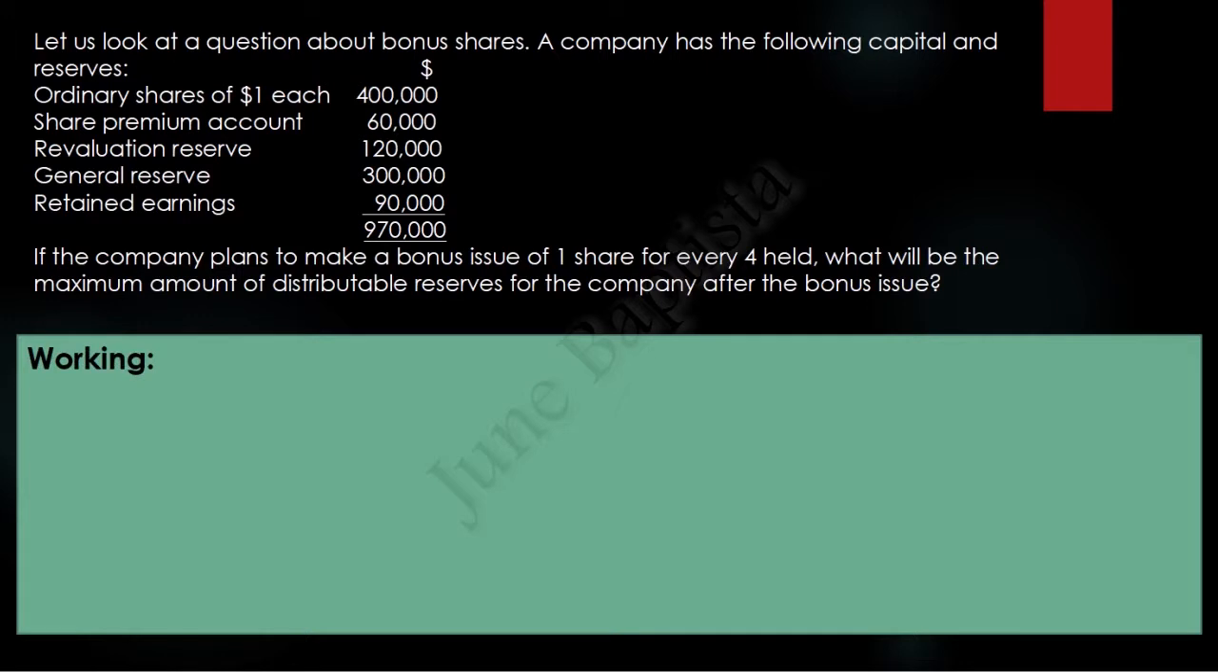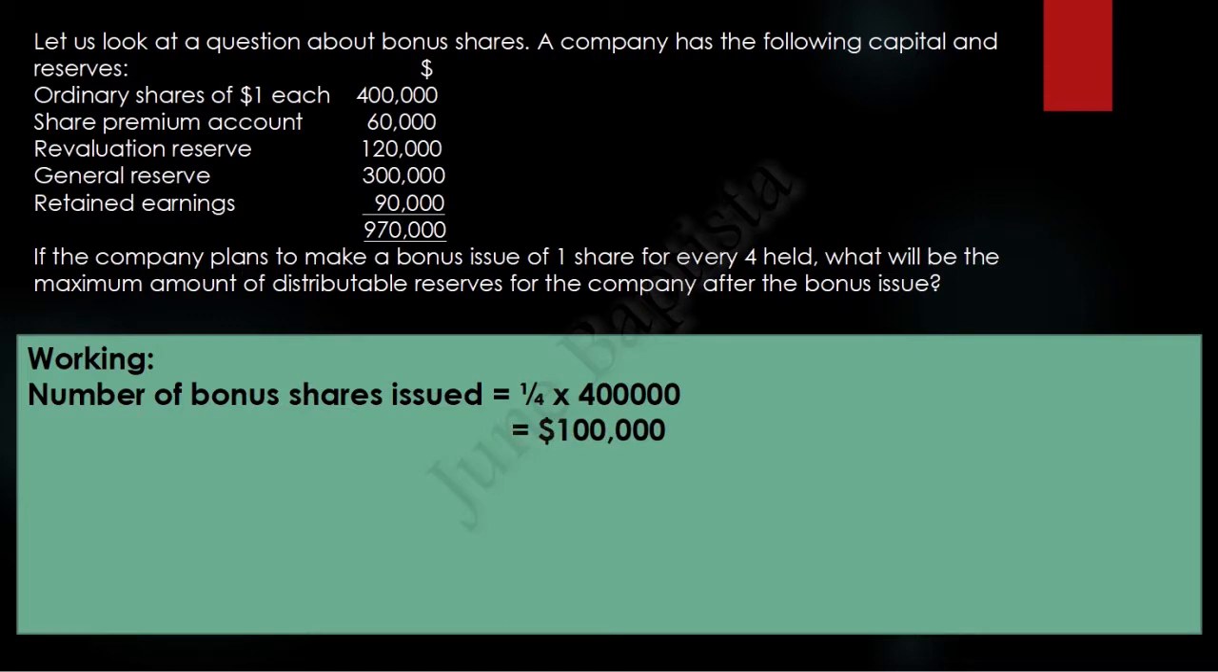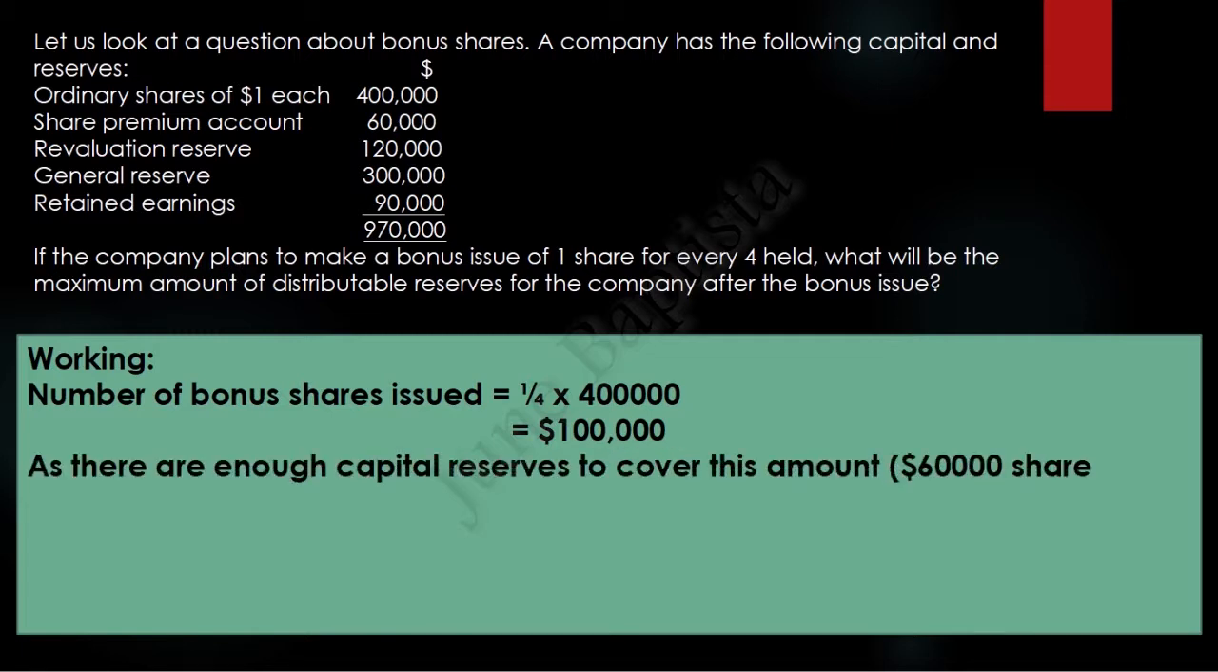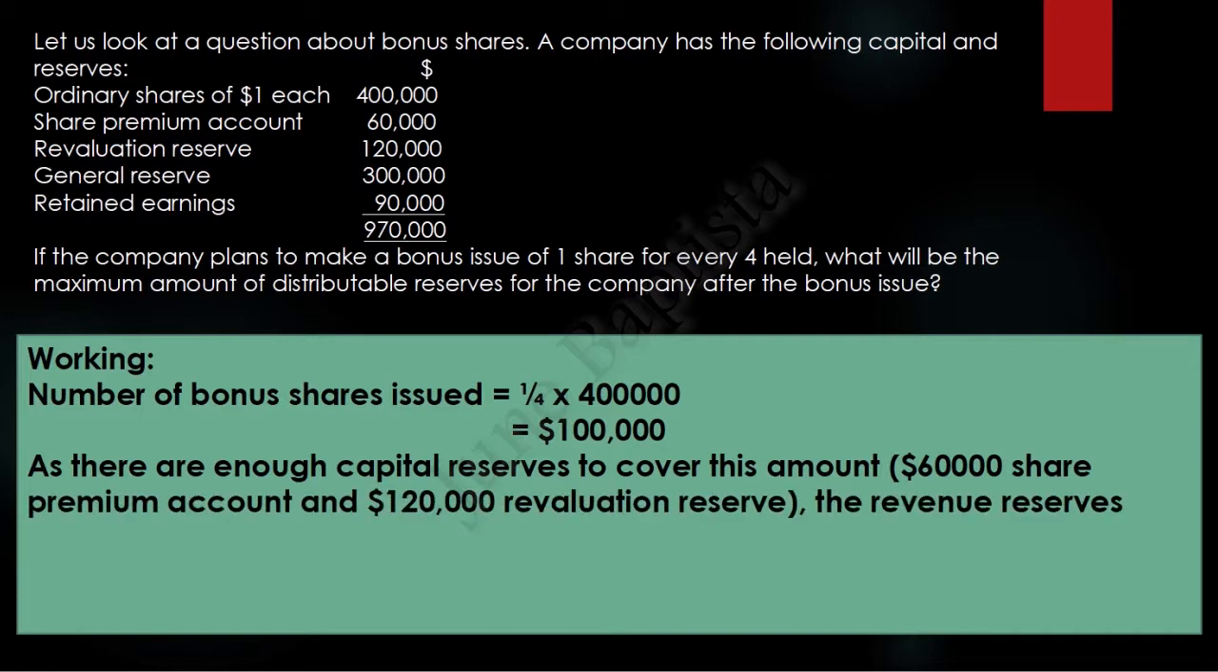Let us do our workup. The number of bonus shares issued is equal to 1/4 times 400,000, which is equal to 100,000. As there are enough capital reserves to cover this amount, $60,000 share premium account and $120,000 revaluation reserve, the revenue reserves are not to be touched.